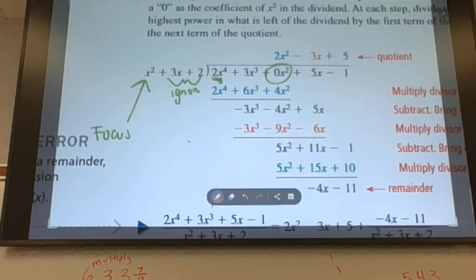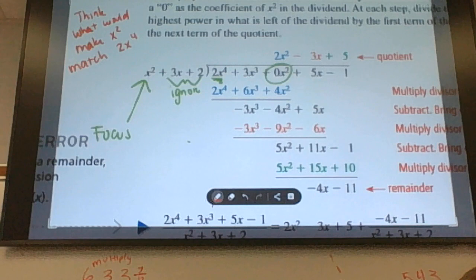You're going to think, what would make x squared match the first term? Match 2x to the fourth. What would you multiply in? X squared times what would be 2x to the fourth? You'd have to multiply it by 2x squared. You figure that out and you write it up top.